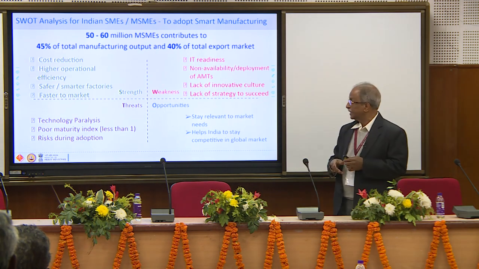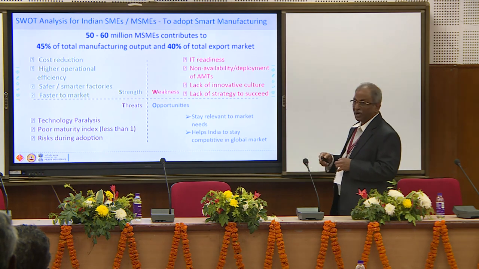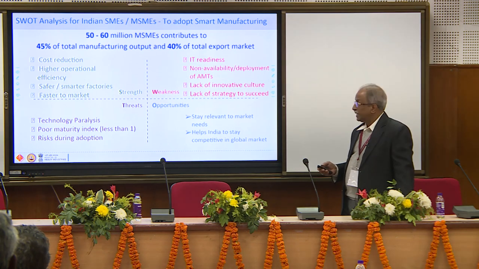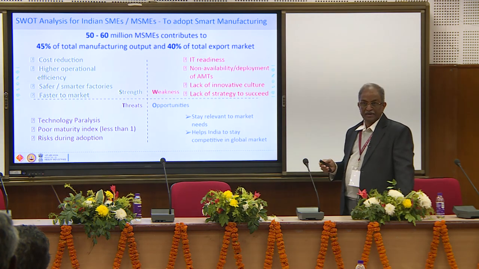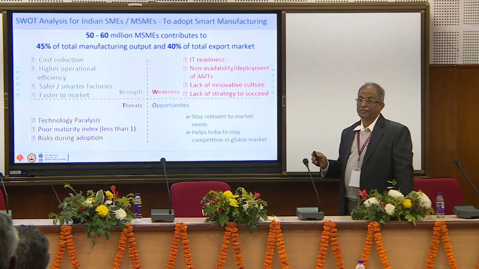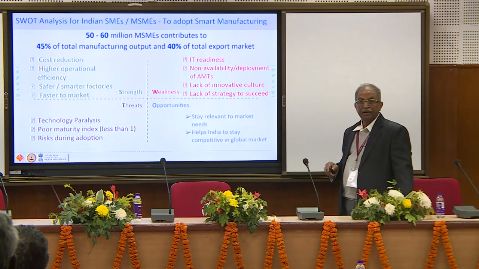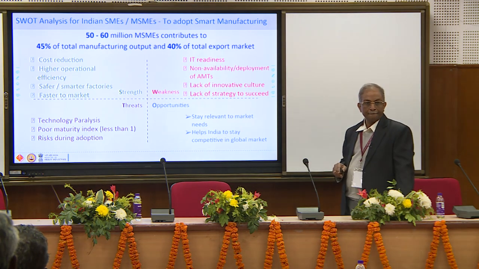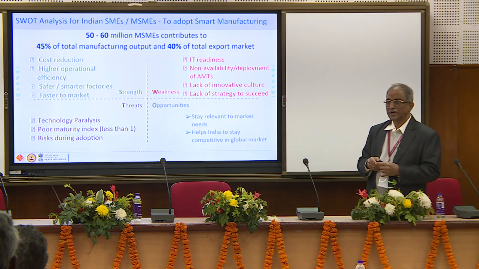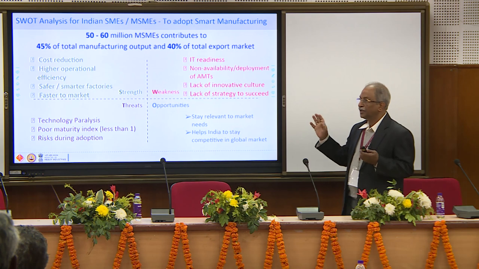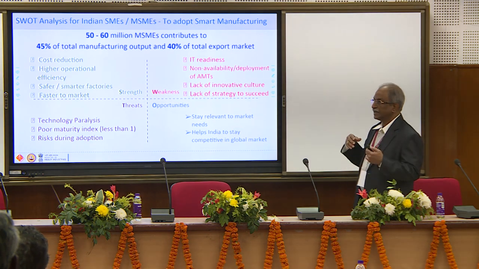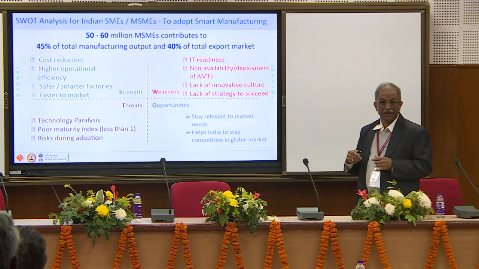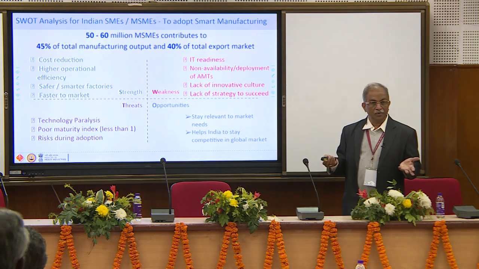in 2021. The strengths are that smart manufacturing will reduce cost and efficiency will be improved highly, with smarter, safer factories and no accidents. And it is faster to market because you are producing as per customer needs. What is the weakness? Most small and medium enterprises are not IT ready. They don't have the infrastructure to connect their machines, office automation, LANs, etc. And advanced manufacturing technologies are not available. They don't even have a robot.